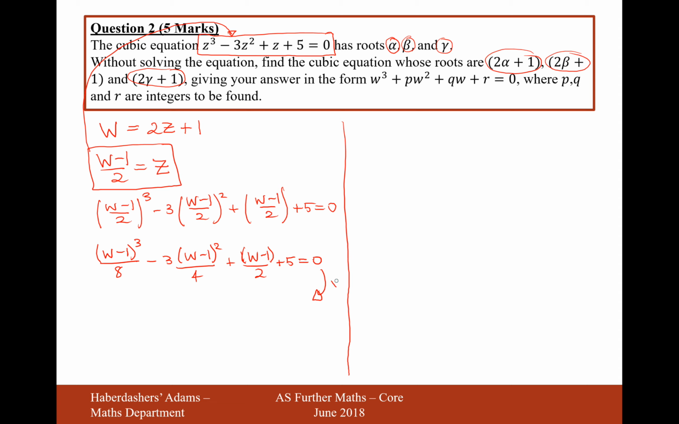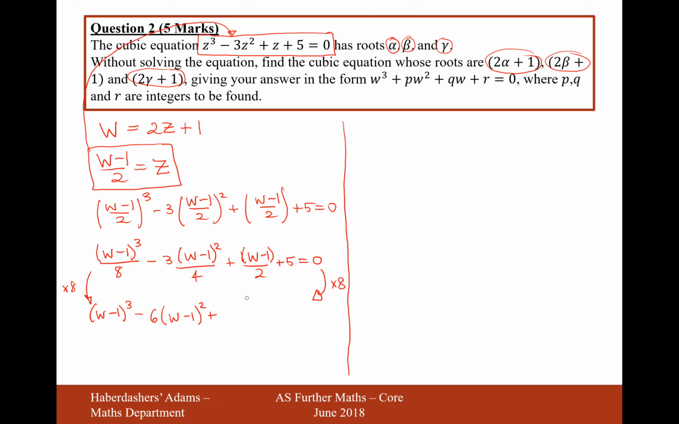So I'm now going to multiply both sides of this equation by 8 to get rid of all of my denominators. So on the first term, that's going to be nice and straightforward, w minus 1 cubed. On the second term, it's going to be a little bit more tricky because we're timesing this whole term here by 8. We've already got a 4 on the bottom, so that's effectively only going to multiply it by 2. So 3 times 2 is 6, and then minus 1 w squared.